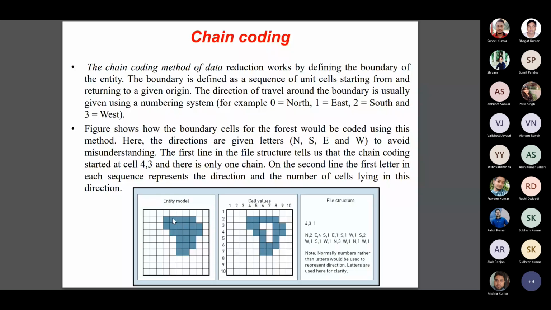Just around the boundary you have to move. You have to take the starting position, and then after that you just need to write down the direction and number of cells that need to be moved along that direction. In this example, north, south, east, west, NS, EW is used. But when this information is stored inside the computer, instead of using north, south, east, west, they will use numeric values for this purpose.